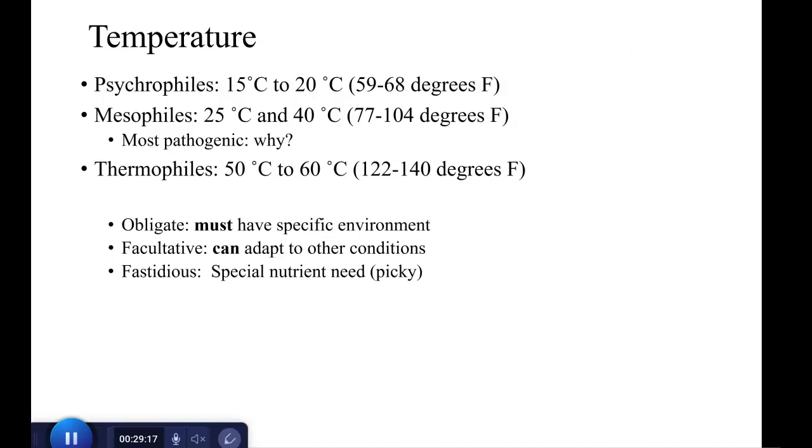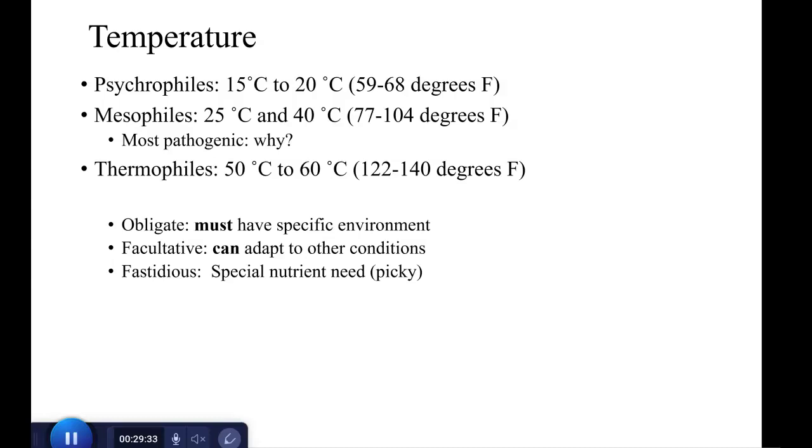So temperature is a requirement that I think we all kind of have. We all kind of have our preferences. Some people like it really cold. Some people like it warm. Bacteria are no exception to that. So certain bacteria are going to like certain temperatures.